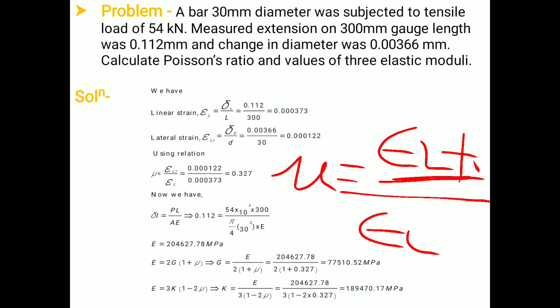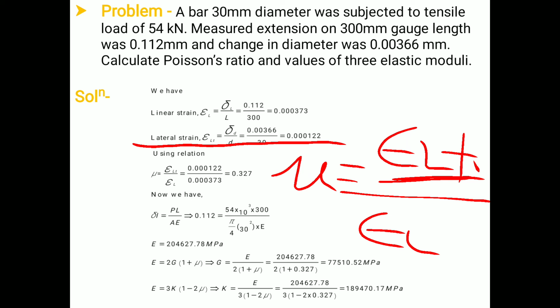The value of change in diameter is given in the numerical: it is 0.00366, and the original diameter of the bar is 30 mm. Once you know the change in diameter and the original diameter, we can easily find out the value of lateral strain, and that is 0.000122. This is the value of lateral strain.